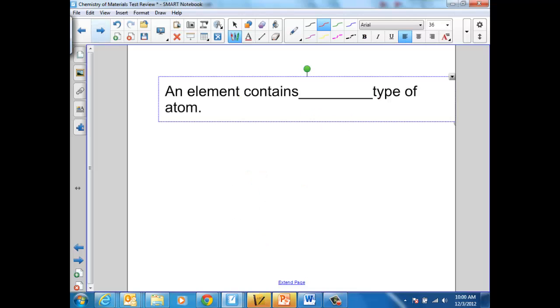All right, an element contains blank type or types of atom or atoms. What's the word that goes in there? Reagan? 1. It's a pure substance, so it's sodium, or it's chlorine, or it's carbon, or it's magnesium, or it's hydrogen. Those are elements. They're only one type of atom that makes those up.